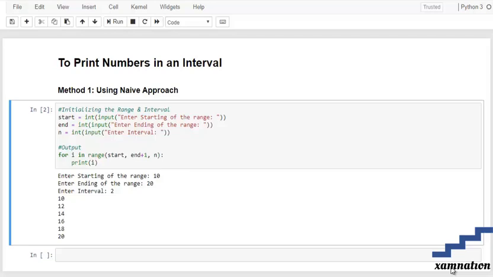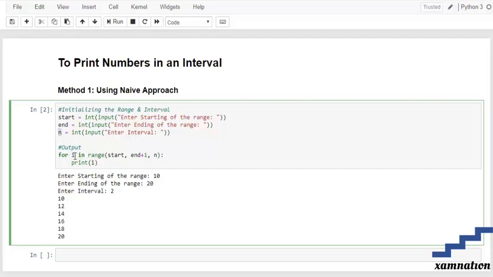Today's topic is to print the numbers in a particular interval. In this method, first we are going to take the input from the user: the starting range and the ending range between which the numbers should be printed, and the interval, that is, on what basis the numbers need to be printed.